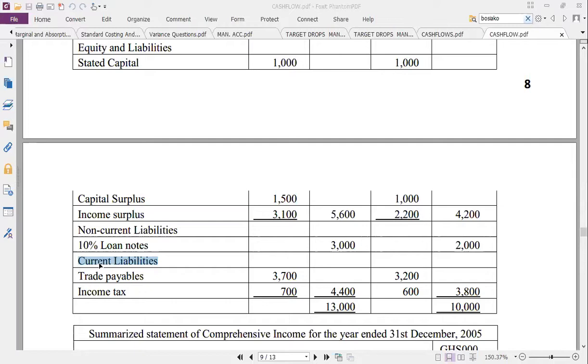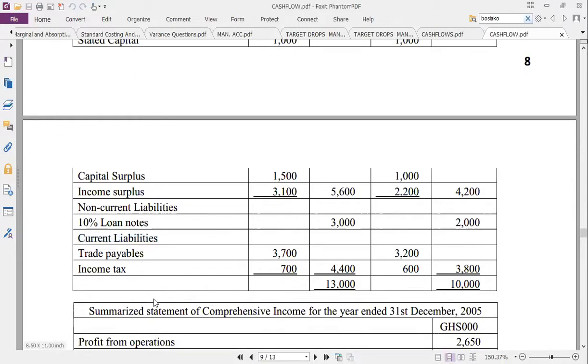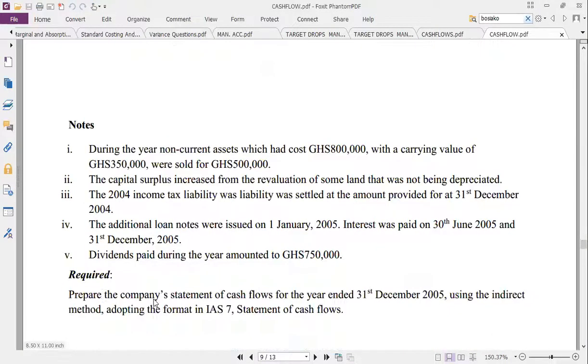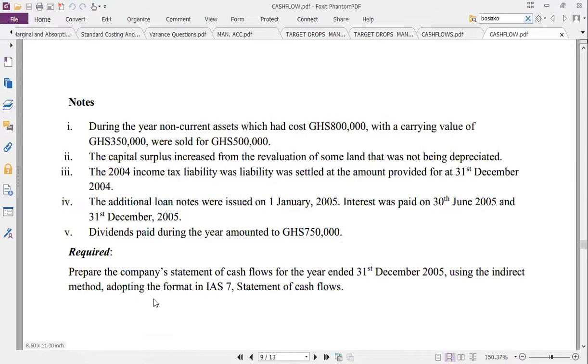If they were owing it, it would be part of what? The current liability. I don't see it here. So they are not owing interest. And the examiner said it. He informed us in the note. He said that additional loan notes were issued in January 2005. Full stop. Interest was paid on 30th June 2005 and 31st December 2005. We are done.